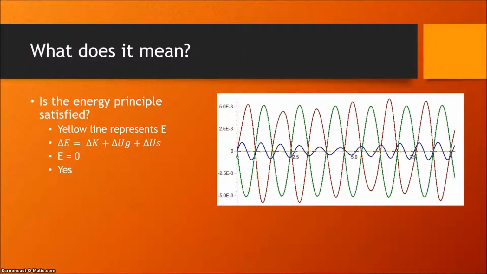So now that we're done with everything, we want to know whether or not our energy principle is satisfied. If we look at our graph, we know that our yellow line represents E, and if we consider the energy principle, to reiterate, we know going into it that no energy was entering or leaving the system, so there shouldn't have been a change in energy, and our graph confirms that idea. So E is 0, which we expected it to be going into it, so yes, our energy principle is satisfied.